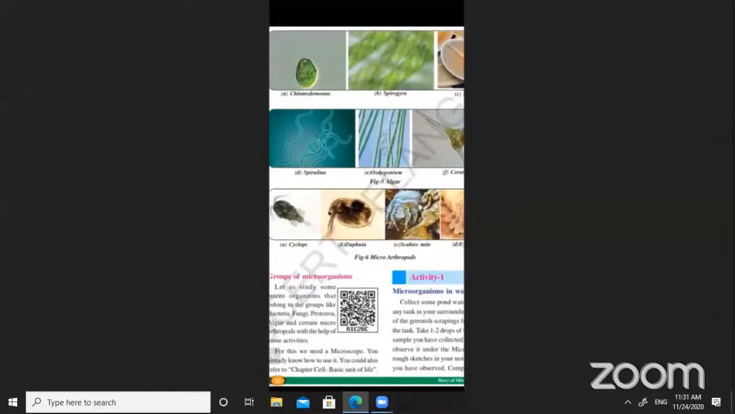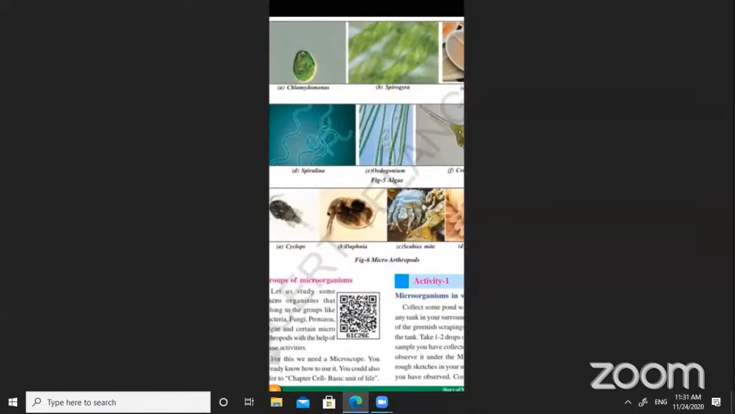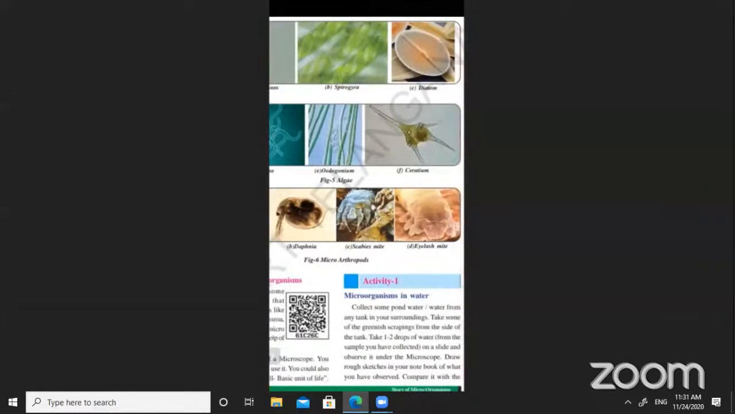Next, let us go for figure number 6, microarthropods. In this, A is Cyclops. Next, B is Daphnia. Next, C is scabies mite. These are responsible for allergy and itchiness. Next, eyelash mite. That is eyelash mite.